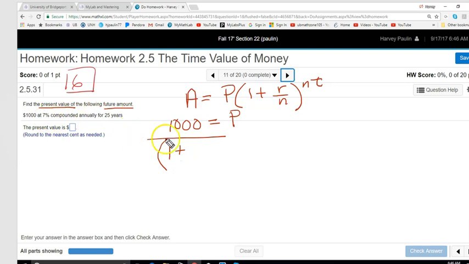Now our rate is 7%, so 0.07. We are compounding it annually, so our n is 1, and it's over 25 years, which is 25 times 1. So let's make this nice and put the P over here. Clean that up a little bit.